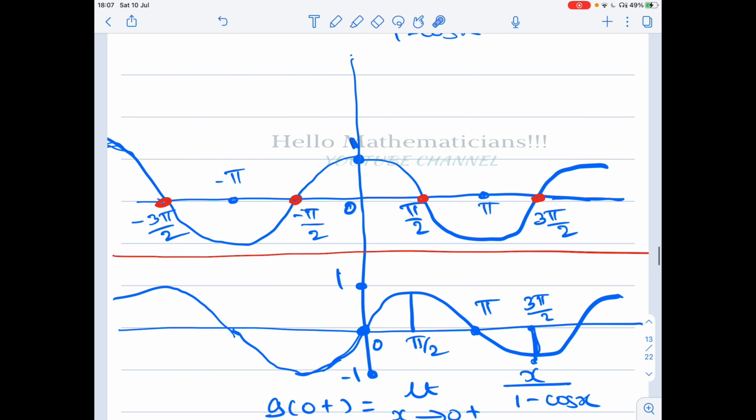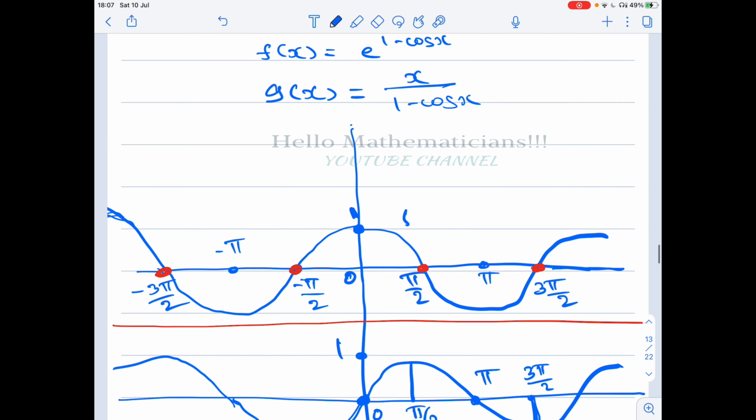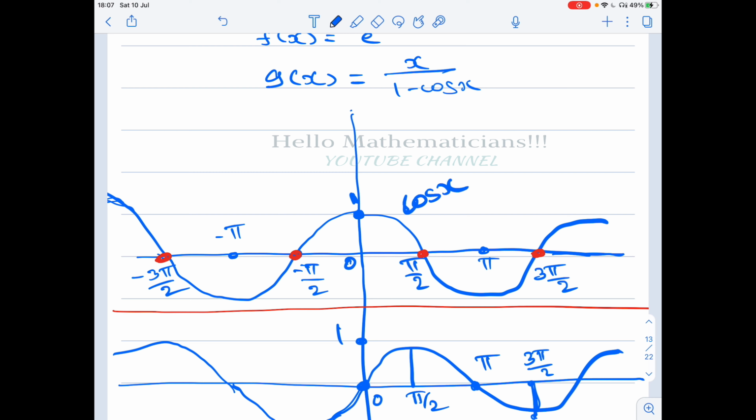Now, this is the graph of the function cos x. Why? Because cos 0 is 1, cos pi by 2 is 0, cos pi is minus 1, cos 3 pi by 2 is 0, and so on.